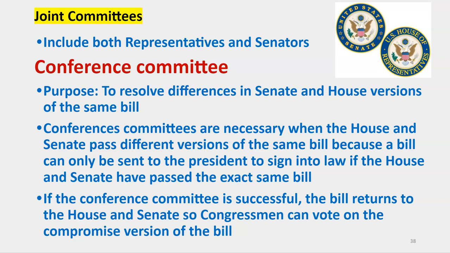So the conference committee is where this happens. If they're successful, again, the bill goes back for an up or down vote, and then it goes on to the president.